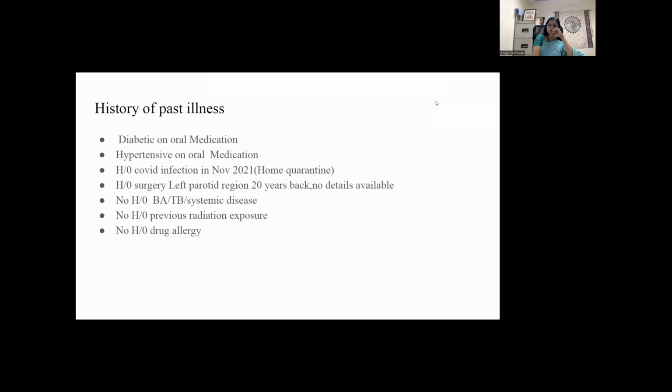Dr. Neha, this is Dr. Vidyadharan. This is not pertaining to the case, but for academic general questions. Would you ask a history of smoking for any individual with a parotid swelling or a salivary gland swelling? Yes, sir. I mentioned that she did not have any adverse habit history, but smoking history is associated with Warthin's tumor, sir. Yeah, that's correct.